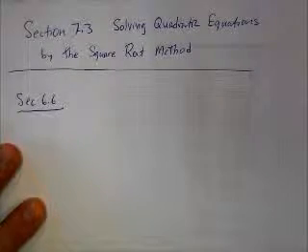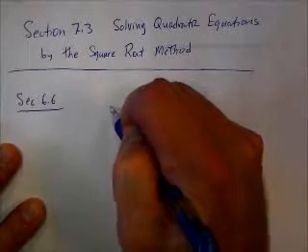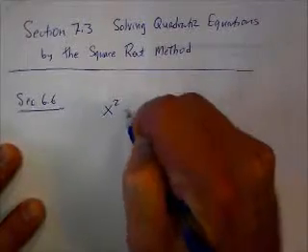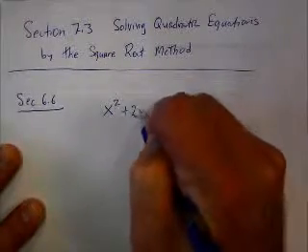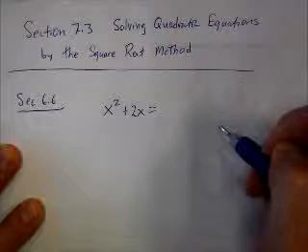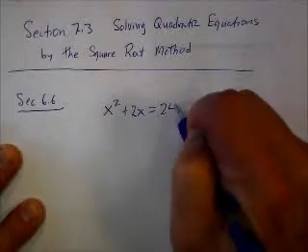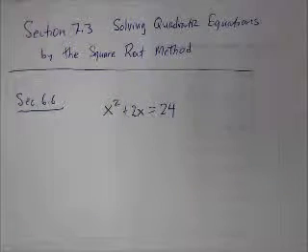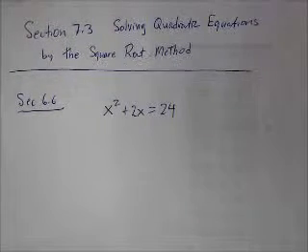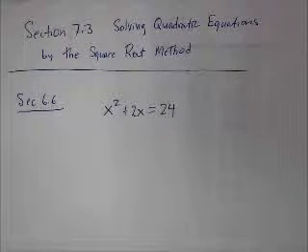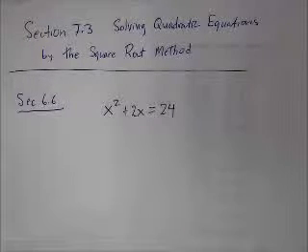So for example, we might have x squared plus 2x equals 24. And we would recognize immediately that that's a quadratic equation. How do we recognize immediately that that's a quadratic equation? It's got an x squared.